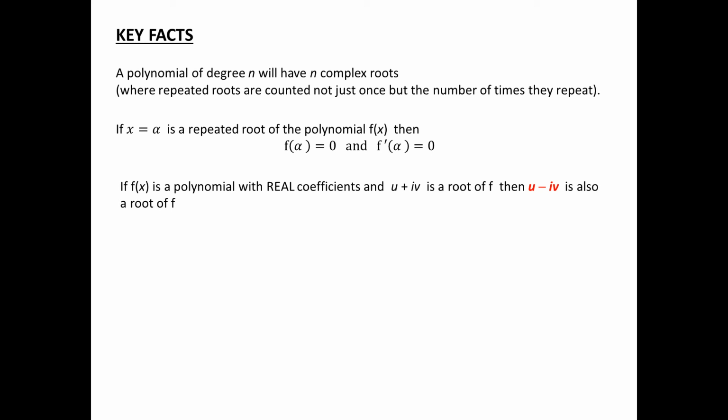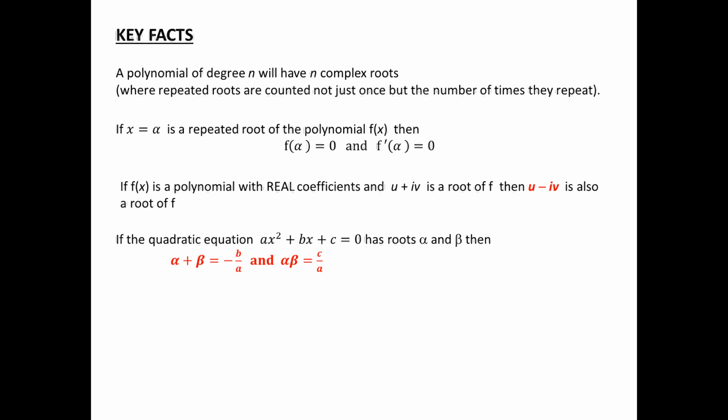We need to know that if f of x is a polynomial with real coefficients, and if the complex number u plus iv is a root of f, then the complex number u minus iv is also a root of f. So for a polynomial with real coefficients, the complex roots appear as complex conjugate pairs.